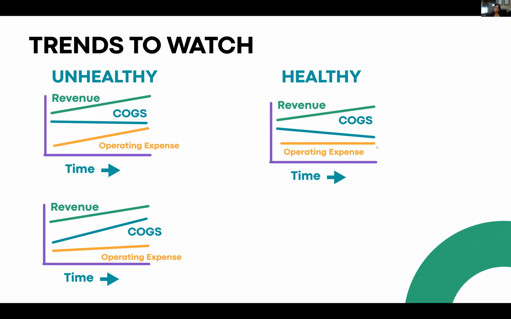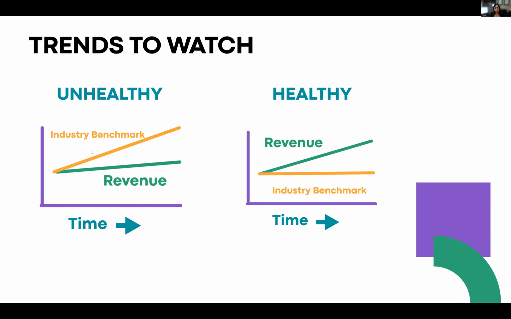Over time they'll be more efficient, and so that would also reduce the labor costs. And then the operating expenses that are considered to be mostly fixed costs should remain the same over time. Now, this is when you're comparing it with an industry benchmark. So the industry is going up and your revenue is not performing as well as the industry benchmark, so that's unhealthy. But if it's the other way around, then of course that's a better version of the trend.